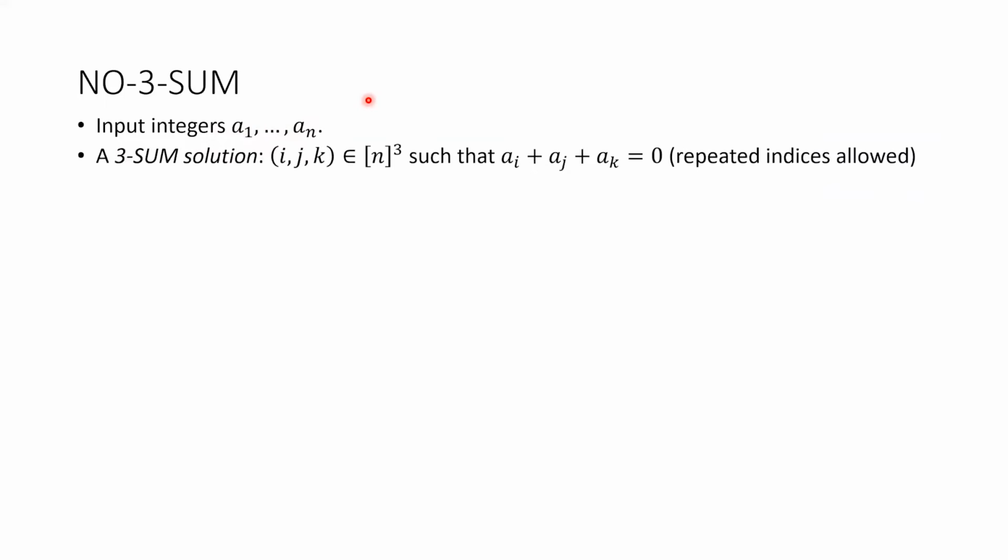Let's first recall the definition. We are given input integers a1 through an, and a 3SUM solution is a tuple of 3 indices i, j, k such that ai plus aj plus ak equals 0. Here, for simplicity, we allow repeated indices among i, j, k. And our task is to certify that no 3SUM solution exists in our input integers. And we want to do this in near linear MA time.